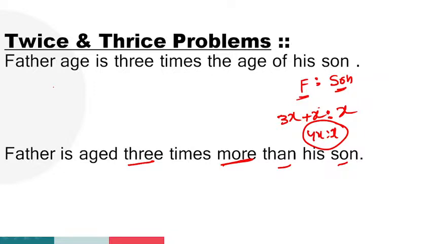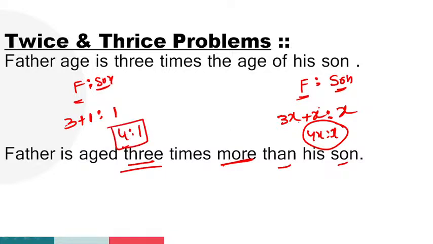For example, I'm going with the shortcut method, guys. Son's age we don't know. Let 1. Father is how many times? 3 times. 1 into 3, 3. More means adding, more than his son. Son is how much? 1. 3 plus 1, 4. 4 is to 1. That is the formation, guys. And 4x is to x, guys. This is the formation. Clear, all of you?